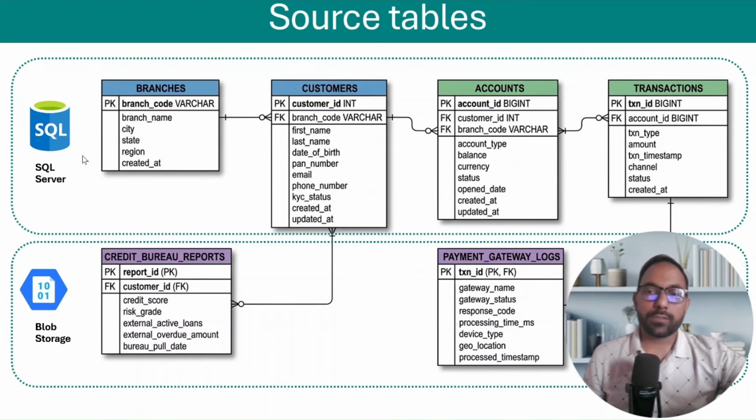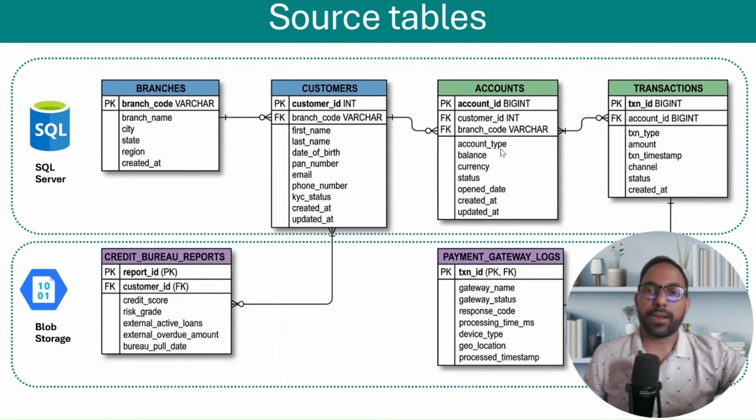So in SQL Server, the tables we are going to create will be related to branches, which will contain the information about the branch of the bank, like branch name, city, state, etc. Then the customers table, it will contain customer related information like their name, date of birth, phone number, like that. And account, it will contain their account related information. Like one customer can have multiple accounts also in the bank.